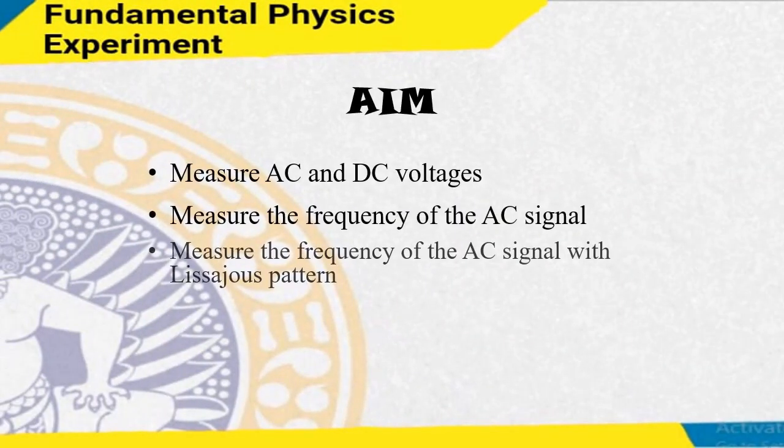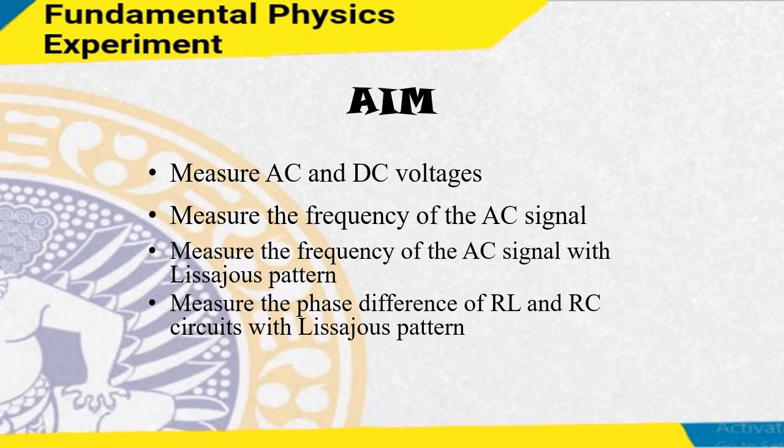Let's start it. The aim for our experiment today is to measure AC and DC voltage, to measure the frequency of the AC signal, and to measure the frequency of the AC signal with the Lissajous pattern. And the last is to measure the path difference of RL and RC circuit with Lissajous pattern.